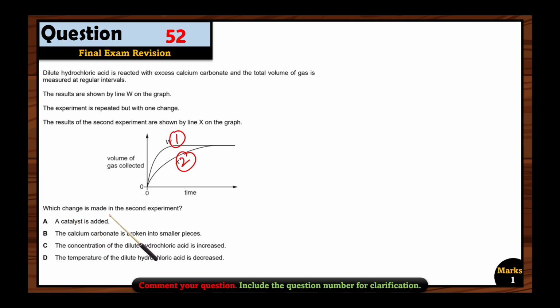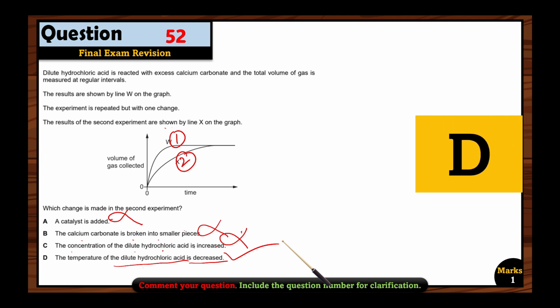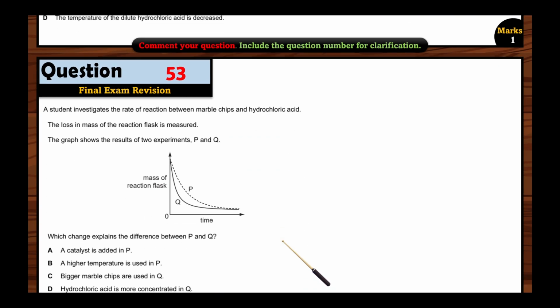So now let's see which change is made in experiment 2. A catalyst is added. If a catalyst is added, then the rate of the reaction should increase, but it doesn't increase, it decreases. The calcium carbonate is broken into smaller pieces. Again, it should increase, but it is decreased, so that's wrong. The concentration of dilute HCl is increased. If it was increased, it should be above, but again, wrong. The temperature of dilute HCl is decreased. Yes, that's possible. If you decrease the temperature, the rate of reaction will decrease. So option D is the right option.